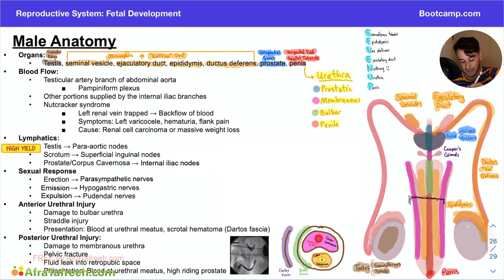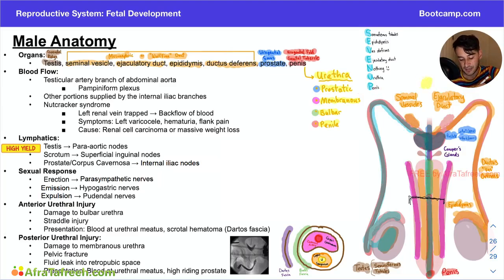So if we follow this path, we're here in our seminiferous tubules, we go up here to the epididymis, and then we're going to come down to the vas deferens, which goes all the way up, and it's going to go through our ejaculatory duct, and then it's going to come down here through the urethra and exit out at the tip of the penis.